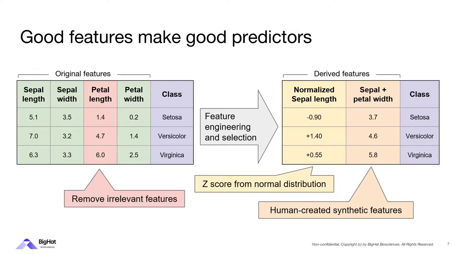And finally, there's the ability to create human synthetic features. So the example here is, suppose you find that you actually want the sum of the sepal and the petal width as another feature. You simply create a function that maps those two columns into this new synthetic column, and then that's added for training. And this is very common in almost all machine learning pipelines.